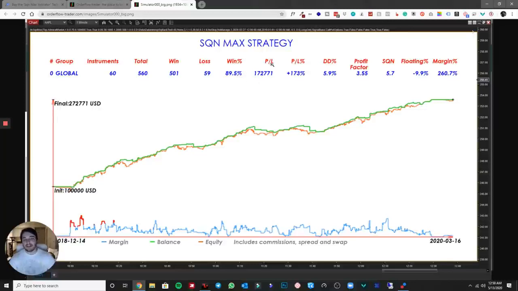The profit was a total of $172,000 from this account. Let's see the floating. So the floating drawdown, the highest drawdown at one point right here was 5.9%. So a 5.9% drawdown with a 170% growth.